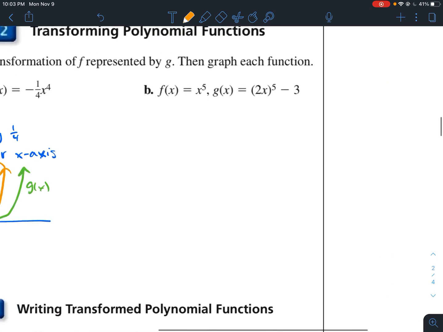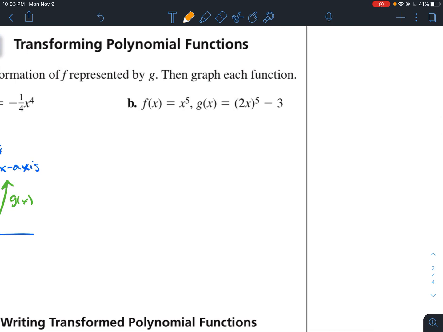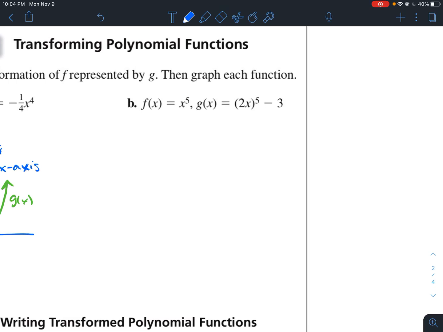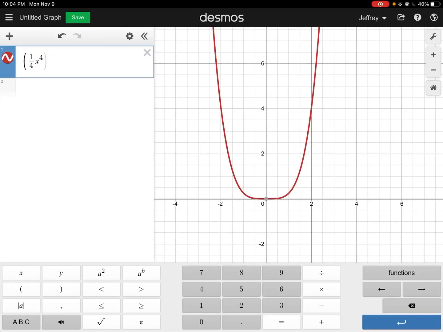Alright, so go ahead and try and do b on your own. All I can say right here is that we actually have the 2 being multiplied. I can just go ahead and do this. Why not? I'll change my mind. So here's x to the 5th power. So x to the 5th power should still look something like the cubic function, like that. But let's go ahead and check and see what that looks like.